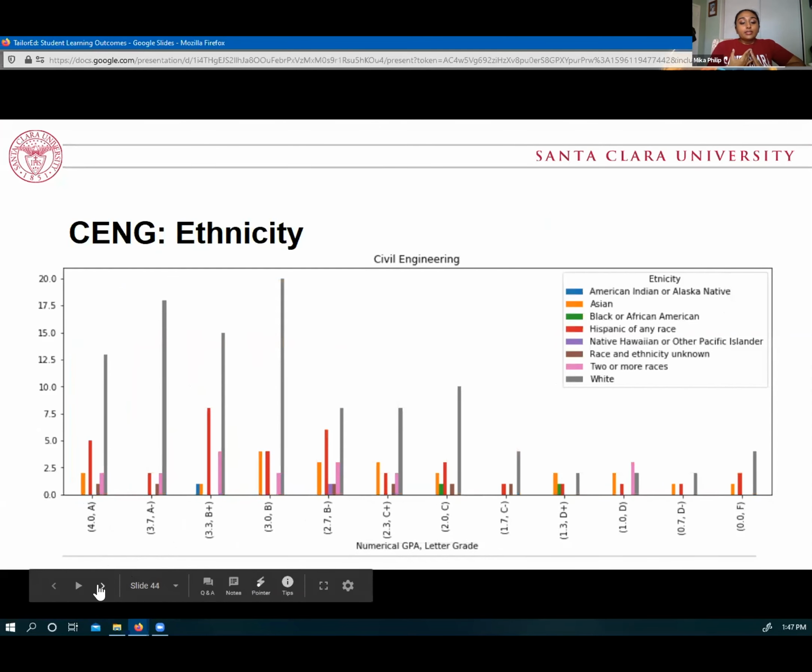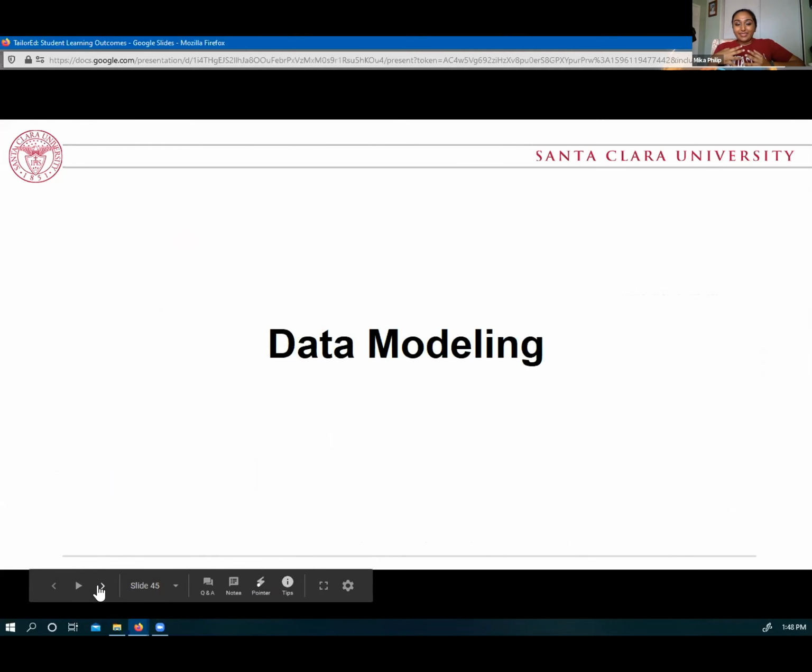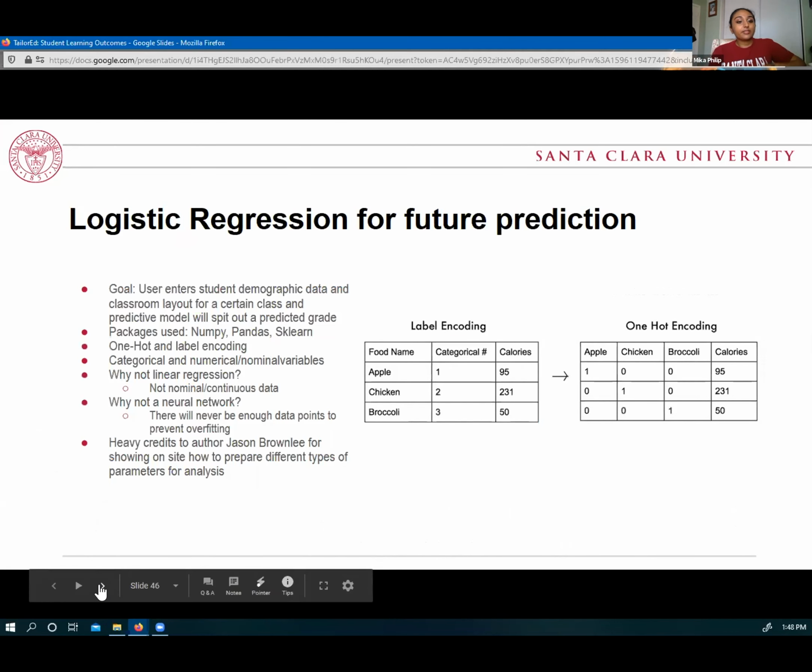All right, next slide. This is the first step in terms of the data modeling, but we also want to see the bigger picture: how do all of those categories plus the classroom breakdown affect learning outcomes, and do they affect learning outcomes? For this project, I used a logistic regression, and in the interest of time, I'll touch on the really important parts. The reason we use logistic regression over things like numerical analysis or a neural network is that there's a lot of categorical data.